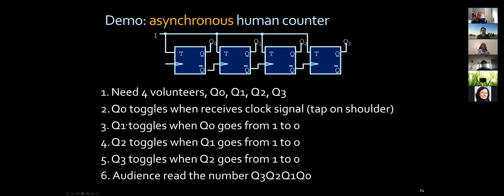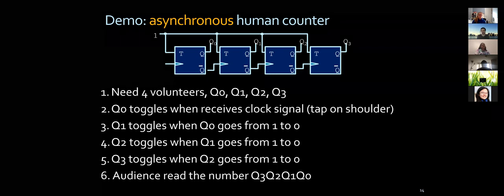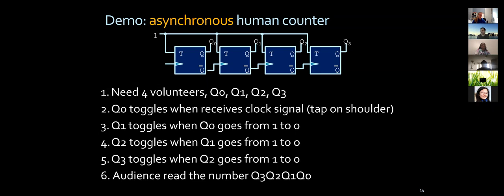Q1, the next guy, receives a tap on the shoulder when Q0 goes from 1 to 0, so when it goes from high to low. Then Q2 only taps when Q1 flips, and Q3 toggles when Q2 goes down, right? Then the audience has to try to understand what number is encoded right now in the 4-bit number. Very soon you understand that these guys have different reactions to the events, and you might have a synchrony problem. You're going to read not what was supposed to be there.